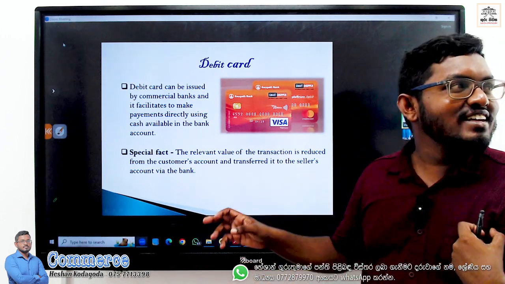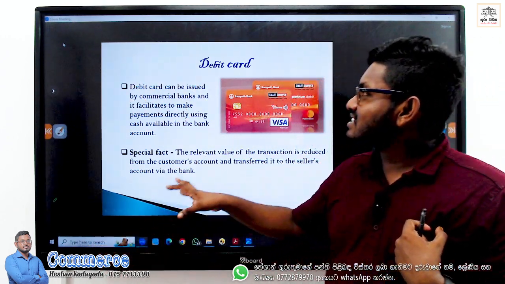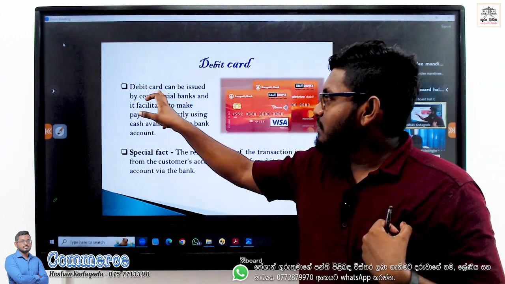Okay. So in here you can see different things. Debit cards. So debit card.